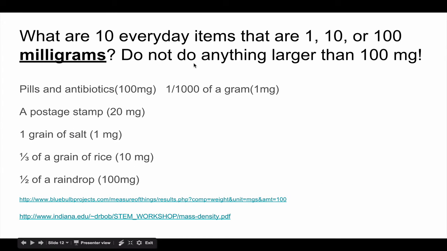Everyday items that are milligrams. Okay, milligrams are so tiny, it's really hard. So a postage stamp is actually 20 of them. A grain of salt, a third of a grain of rice. So we're talking tiny, tiny amounts of mass if we're doing milligrams. We do a lot of antibiotics and medications in milligrams. Keep in mind that that's the medication in the pill, not the total mass of the pill itself. The pill itself probably has much more mass because it has fillers and other things to help bind everything together.